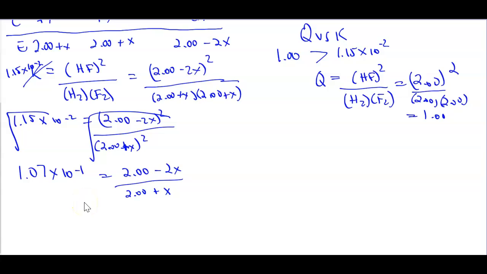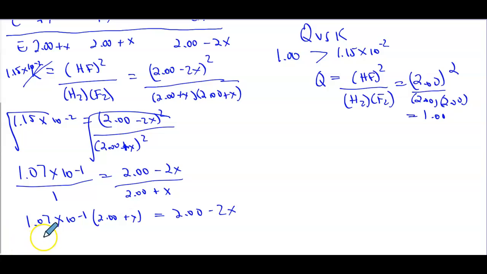To do that, we have to put this over 1 and cross multiply. So then technically this is going to be 1.07 times 10 to the negative first times 2.00 plus x equals 2.00 minus 2x. I'm going to distribute this through. So 1.07 times 10 to the negative first times 2 is going to give me 2.14 times 10 to the negative first plus 1.07 times 10 to the negative first x. I just distributed that through, multiplied it through the whole thing.